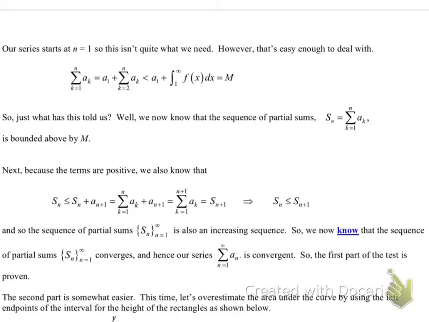The second part is somewhat easier. Let's overestimate the area under the curve. And when we overestimate the area under the curve, we end up with what's written there. So we know, again, that the integral is divergent. And that means that our integral approaches infinity as n approaches infinity.